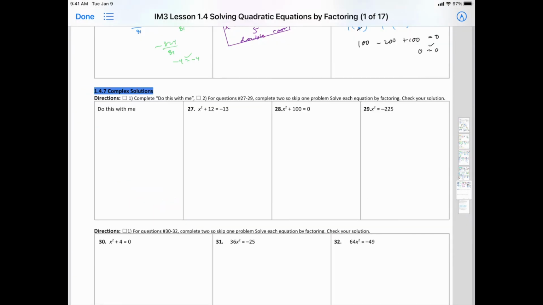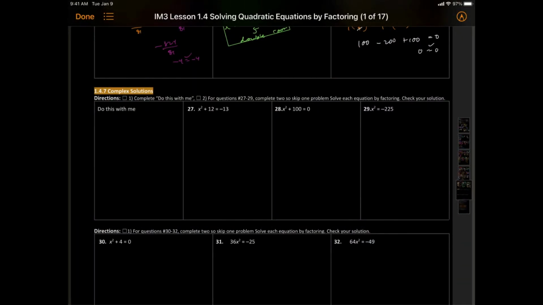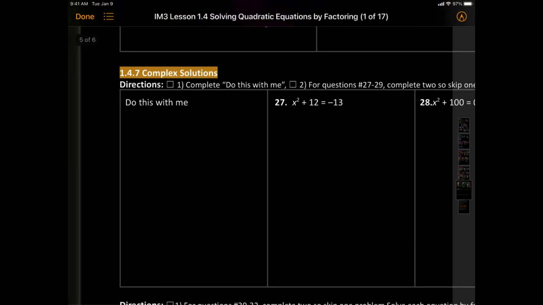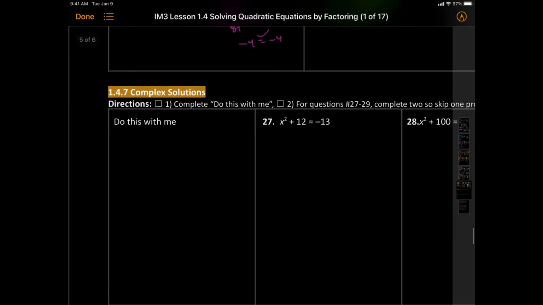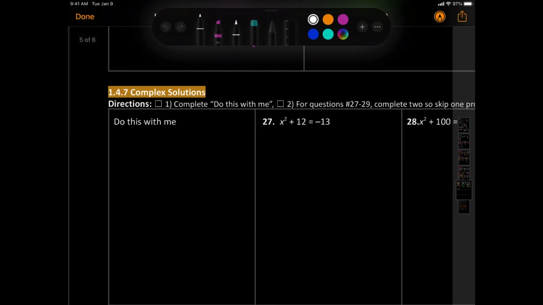Alright, let's spice it up a little bit. I'm on my iPad, and then you can go to settings or accessibility, but I'm going to do something called Smart Invert, and I always like this dark mode. Okay, we're on the last part, 1.47, complex solutions, and I'm going to show you guys a couple of ways to do this. Let me show you guys the textbook way.